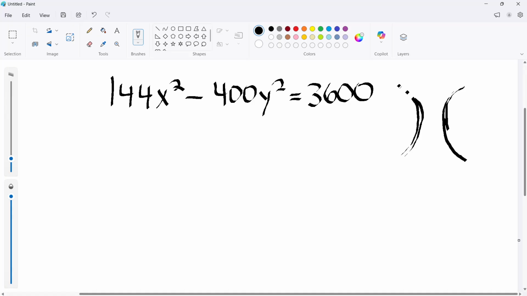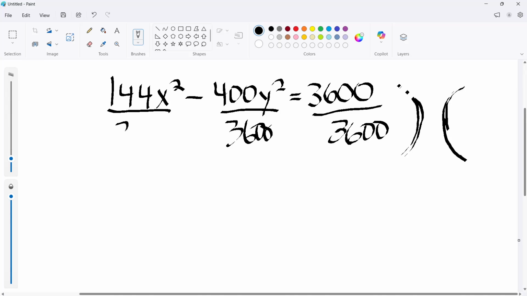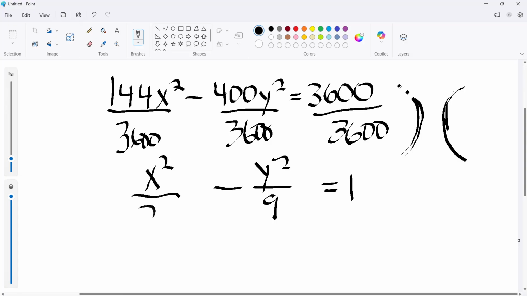Anyway, I want to get this equal to 1, so I'm going to divide everything by 3600. There we go. Now it's writing better. Divide it by 3600. Divide it by 3600. And this is 1. That's why I want it to equal 1. 400 divided by 3600 is 1/9. So this is y squared over 9. 144 divided by 3600. Check it out. It's 25.